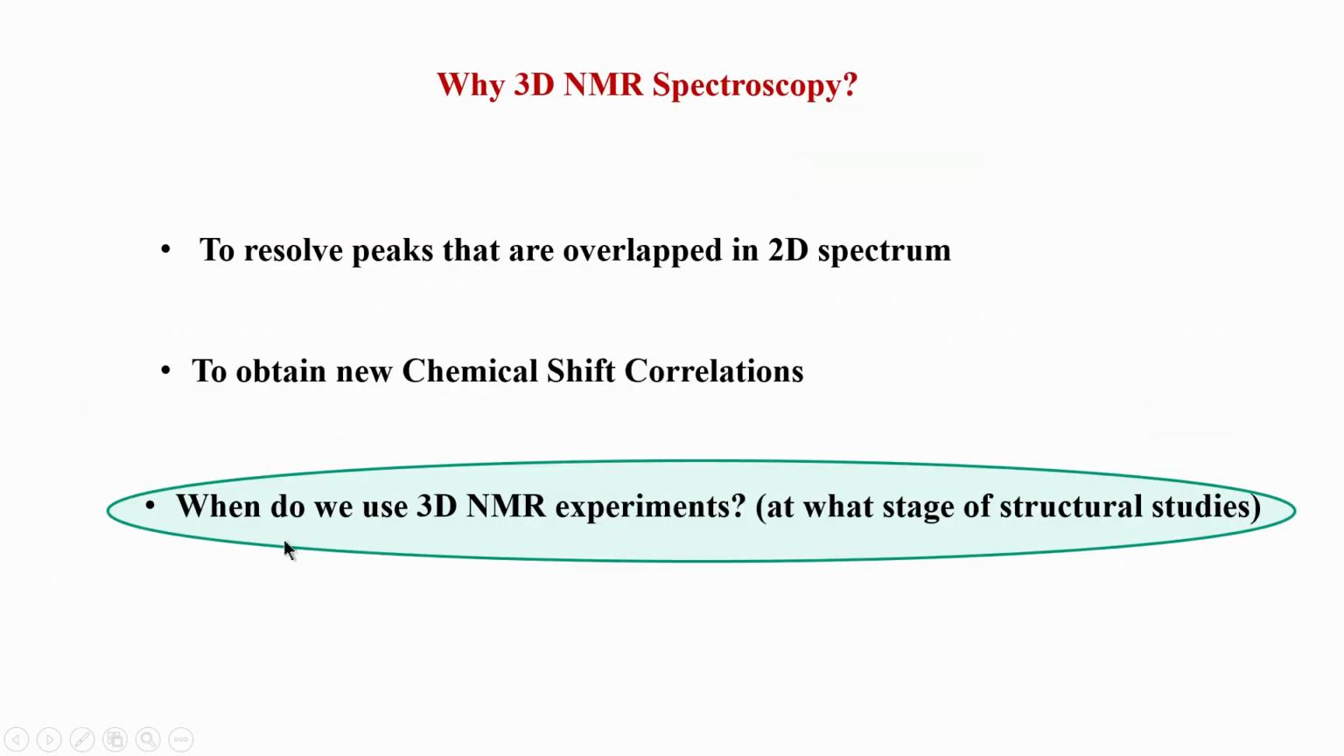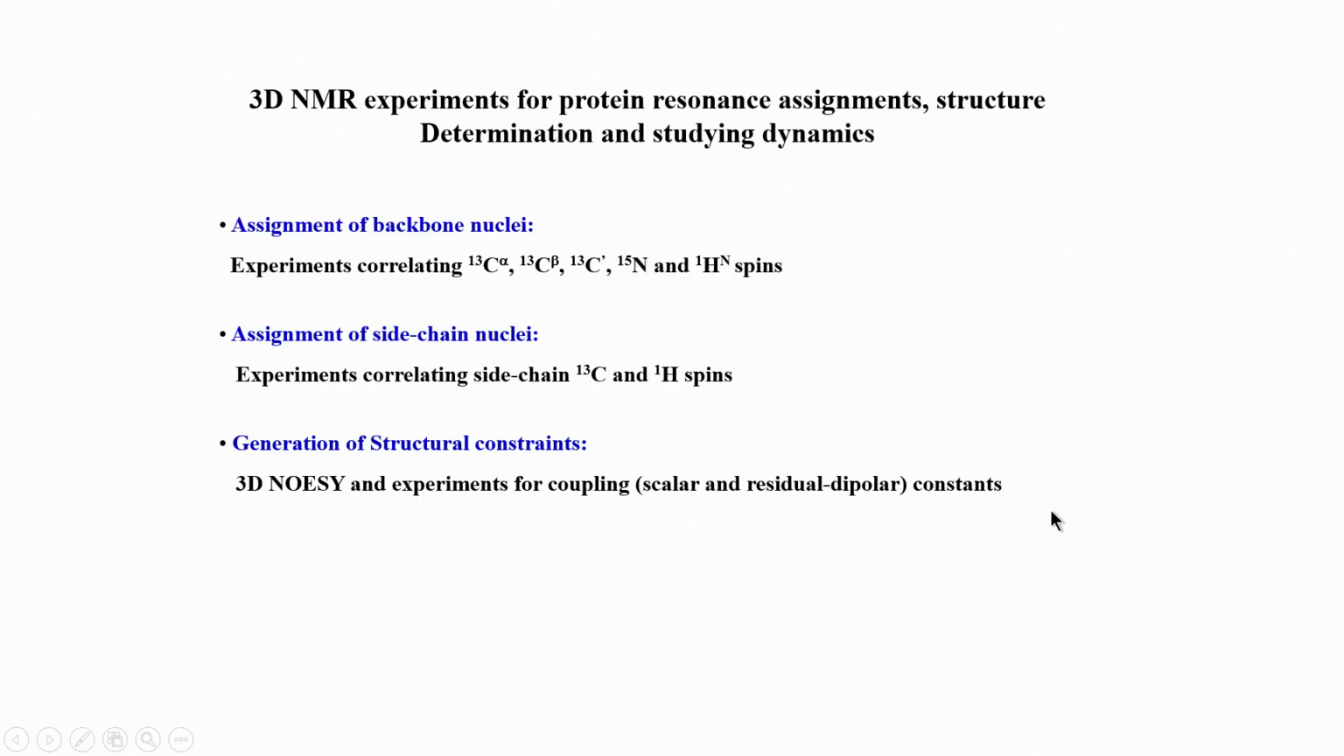So, we come to the third part: why do we need, or where do we use, 3D NMR experiments? Before we go into the actual details of 3D NMR experiments, we need to understand where we actually use them, at what stage in our studies. This is typically used in 3 different stages of structure determination.